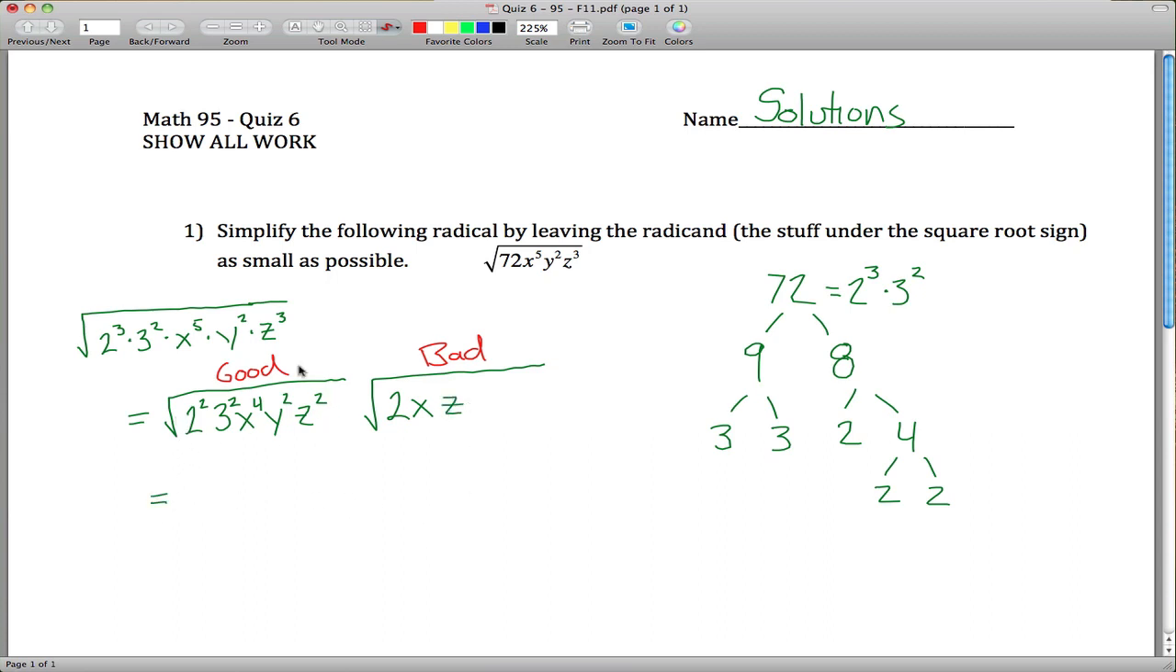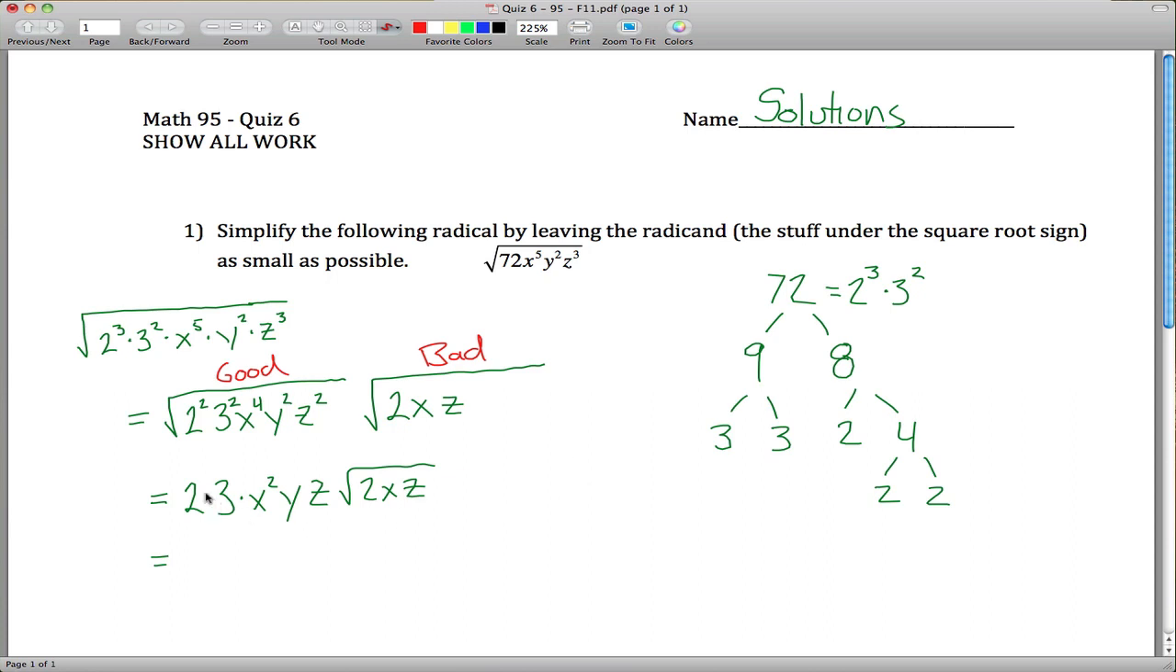And so if you understand why you put all those there, I guess the reason why is because all this is a perfect square. The square root of 2 squared is just 2. The square root of 3 squared is just 3. The square root of x to the 4th is x squared. Square root of y squared is y. Square root of z squared is z. And then this bad radical is the stuff we can't touch. Just leave it like that.